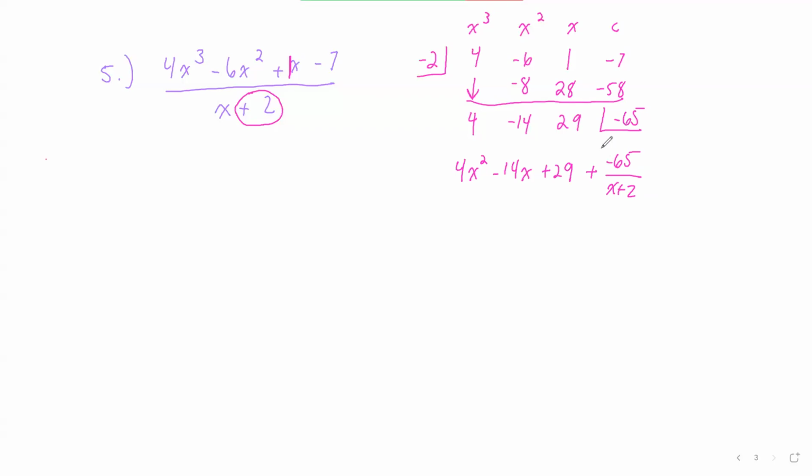All right. So hopefully you're good there. So let's do another one. Let's look at number 6. Number 6, or did I just do number 6? I did number 5. So number 6 says x cubed plus 2x squared minus 4x minus 8 divided by x minus 3.